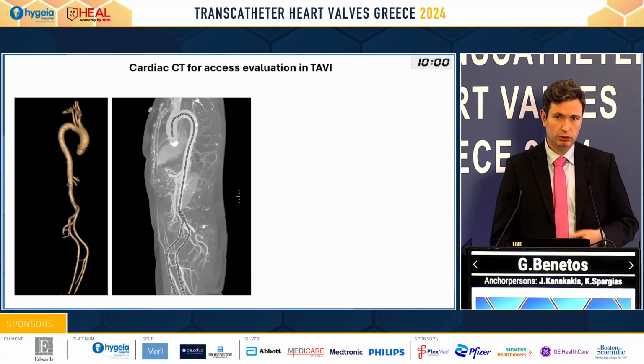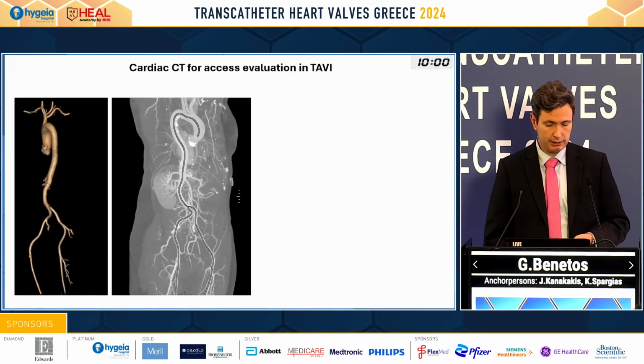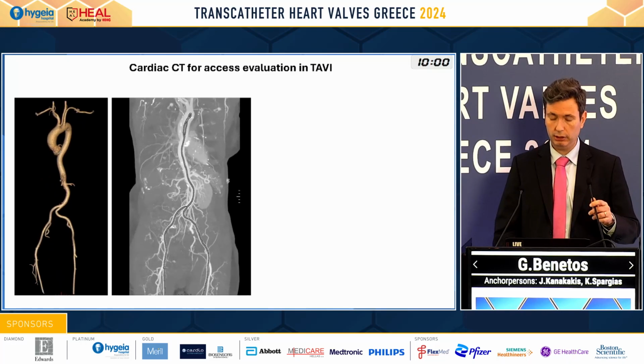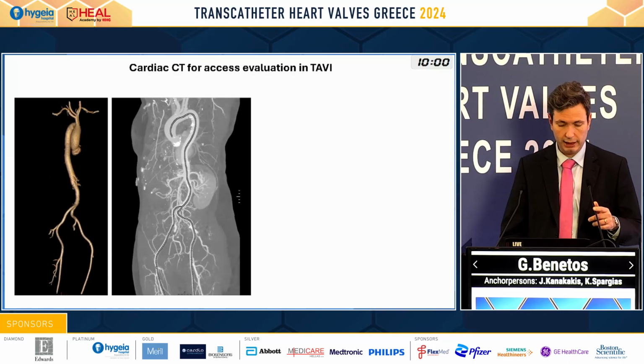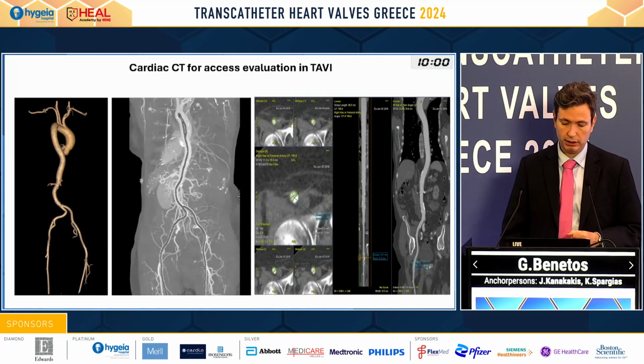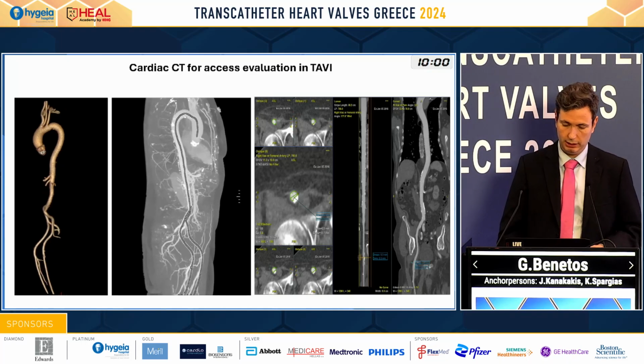Other important measurements, which I will not go into further, are for the access. As mentioned before, we also perform a helical, non-gated CT of the whole arterial system in order to measure our arterial system from the femoral axis up to the aorta.